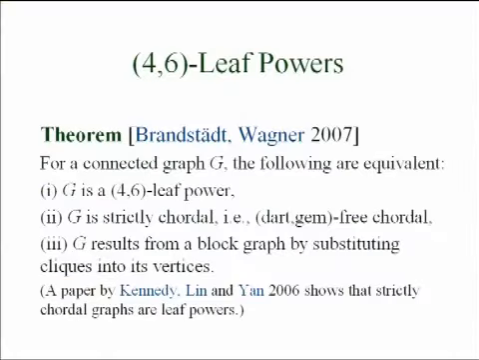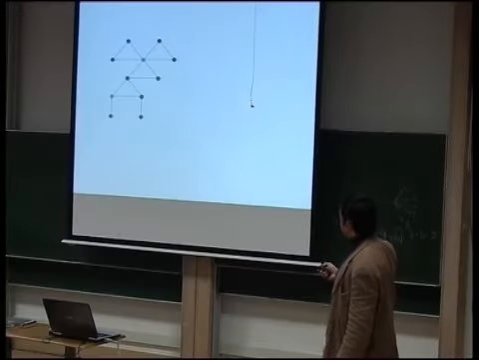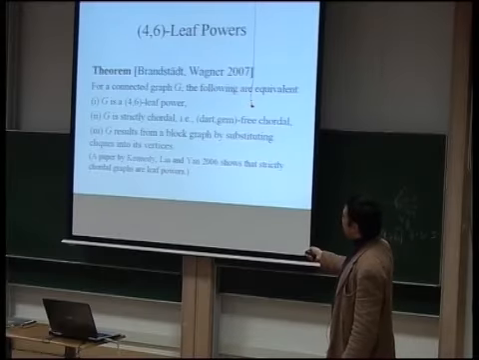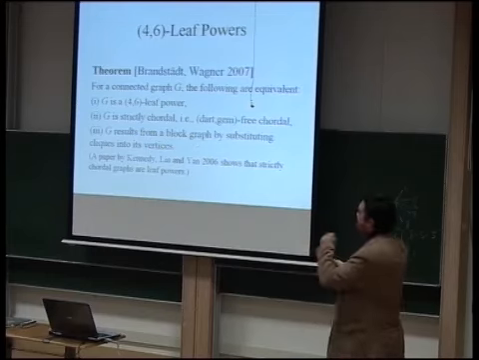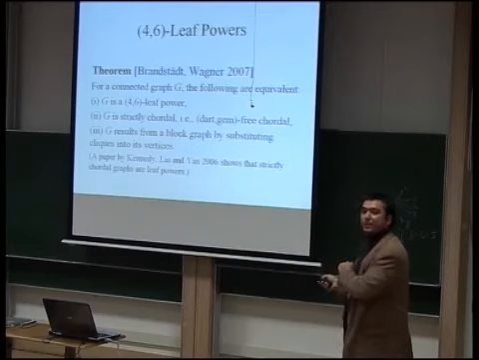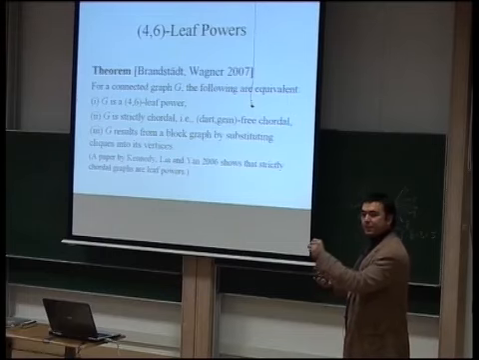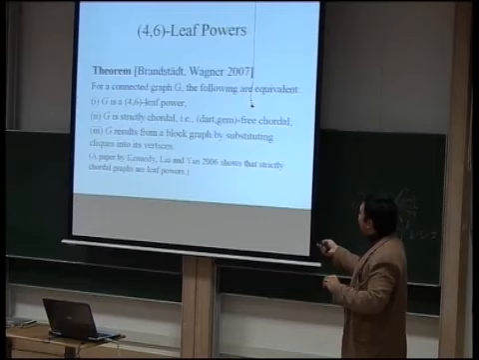And it only made sense to us because there's a paper by Kennedy, Lin, and Yan that was dealing with strictly chordal graphs. Another graph class, a subclass of chordal graphs, and they turn out to be exactly the 4,6-leaf powers. So, okay, those 4,6-leaf powers are obtained by taking block graphs and substituting cliques into the vertices of the block graph. Similar to what happened with 3-leaf powers, where you have trees and substitute cliques into the vertices, we have block graphs here.